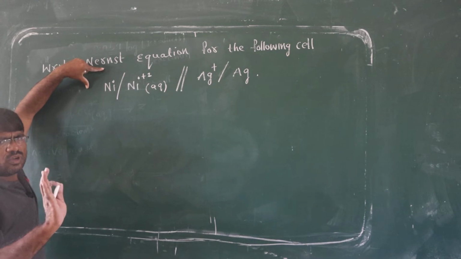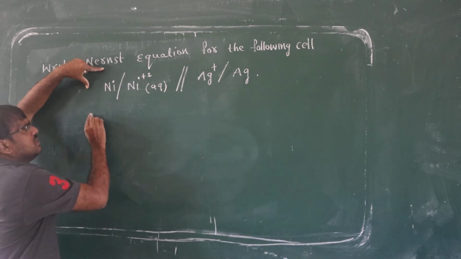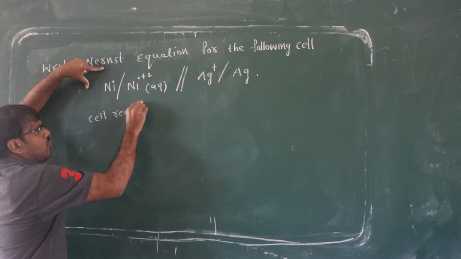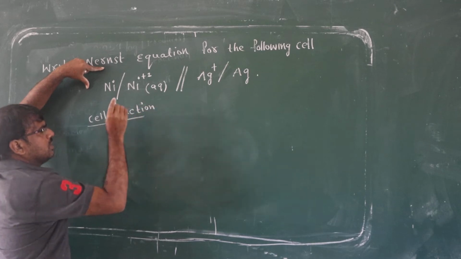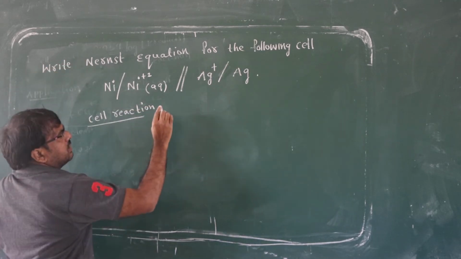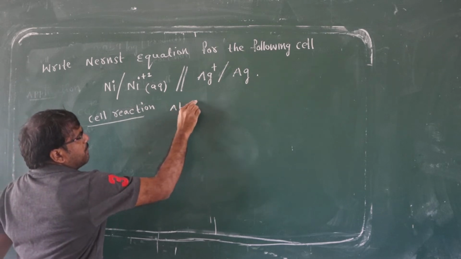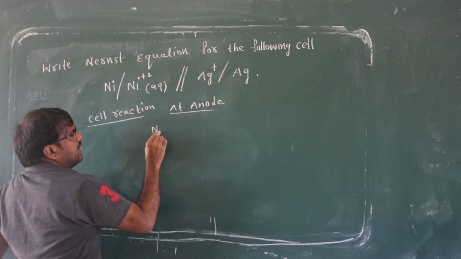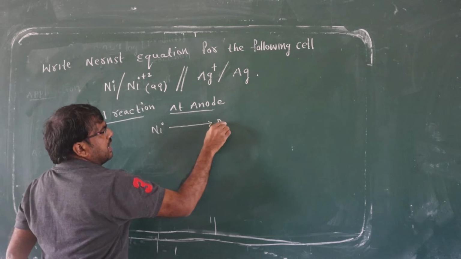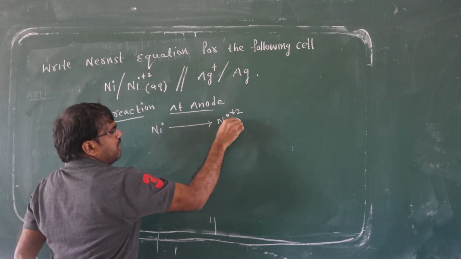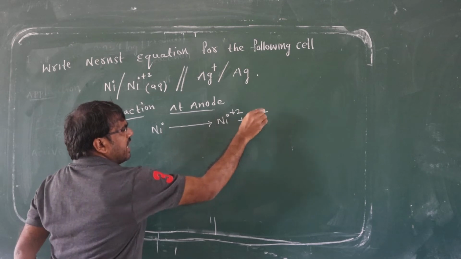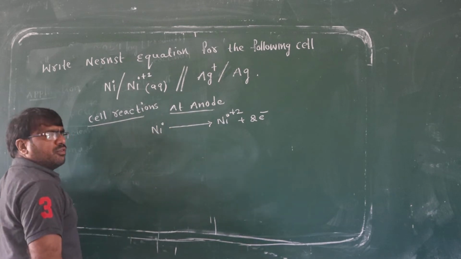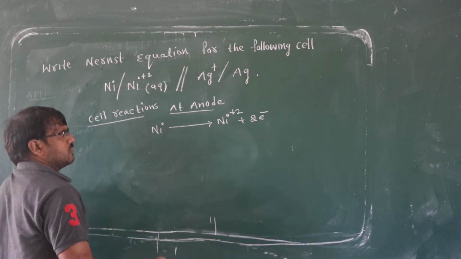Listen, Nana. First of all, you have to write the overall cell reaction. Actually, at the anode, nickel is converting into Ni2+ by loss of how many electrons? 2 electrons. Nickel is going to convert into Ni2+ by loss of 2 electrons.